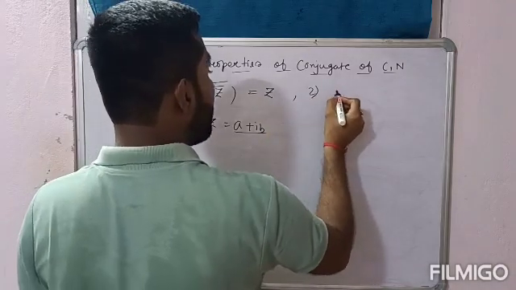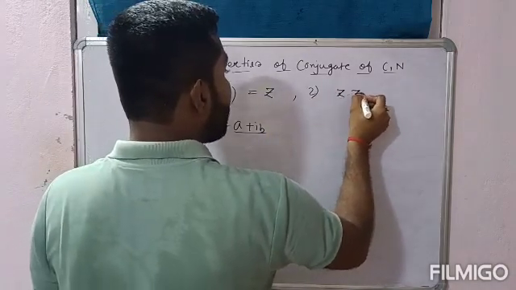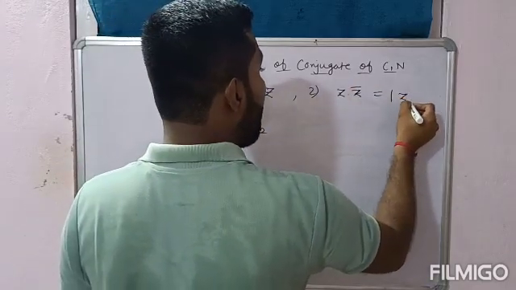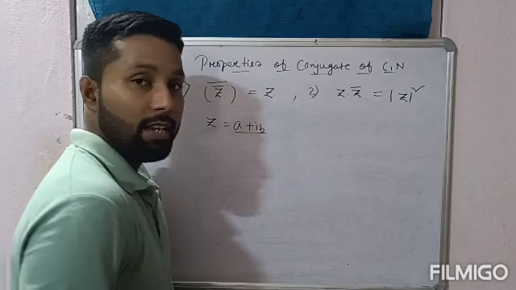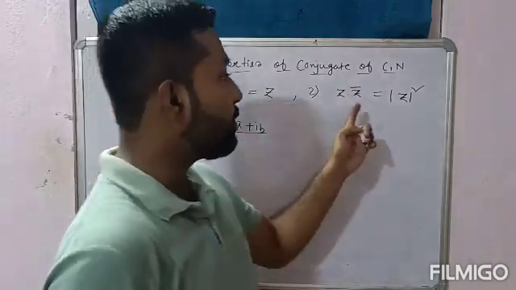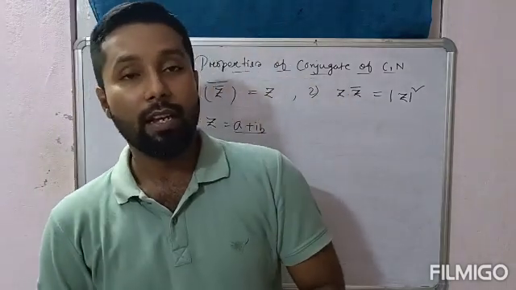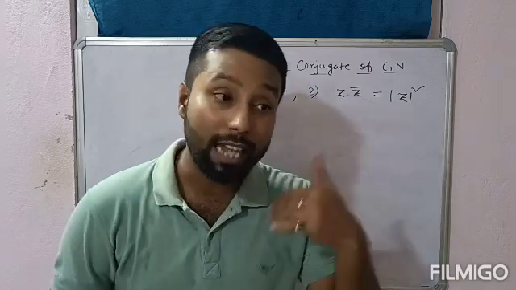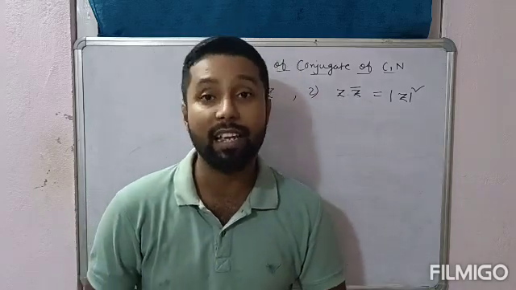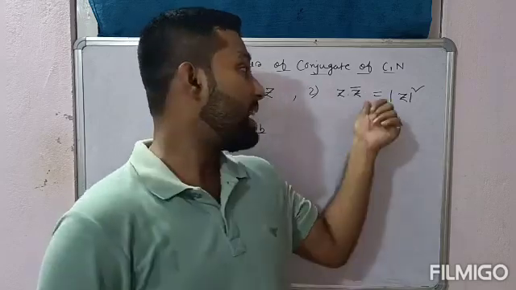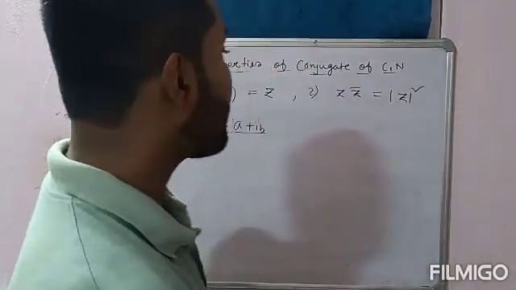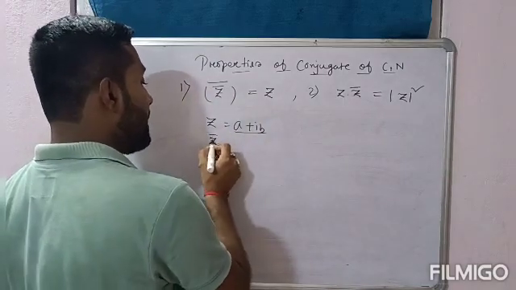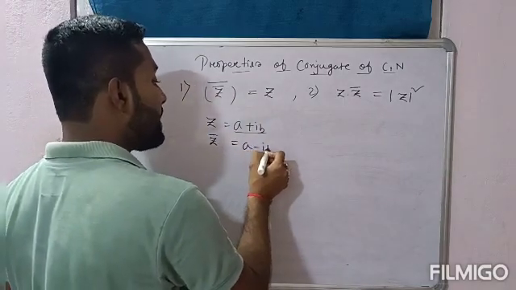Property number 2. Z into Z bar is equal to mod Z whole square. कभी कभी क्वेश्चन में ऑब्जेक्टिव हो या फिर सब्जेक्टिव हो, ये सब प्रॉपर्टीज हम लोग डायरेक्ट यूज कर सकते हैं अगर याद रहेगा तो. हाँ, सो Z into Z bar is equal to mod Z whole square. कैसे हुआ देखो, say Z equal to A plus IB and Z bar is equal to A minus IB.